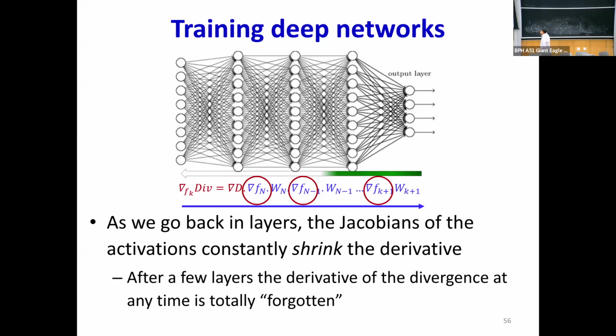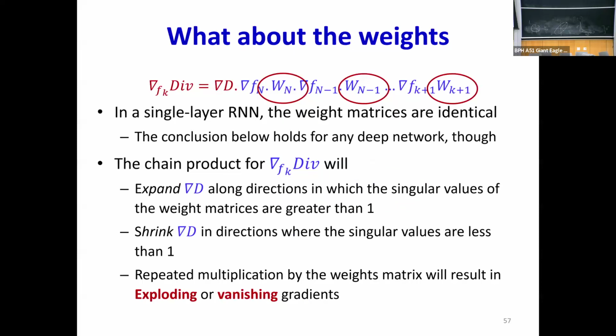And so over here, what we find is that multiplication by the weights is going to expand the vector along directions where the singular values are greater than 1, and it's going to shrink it along directions where singular values are less than 1, and the singular values that are less than 1 for any random matrix, they're going to dominate. In fact, often all of the singular values are going to be less than 1, right? Unless you actually take great care.